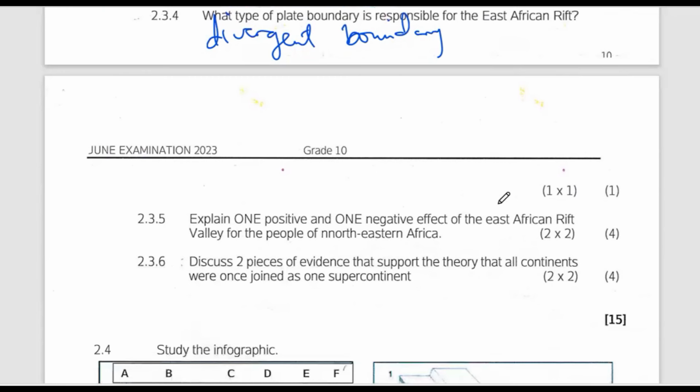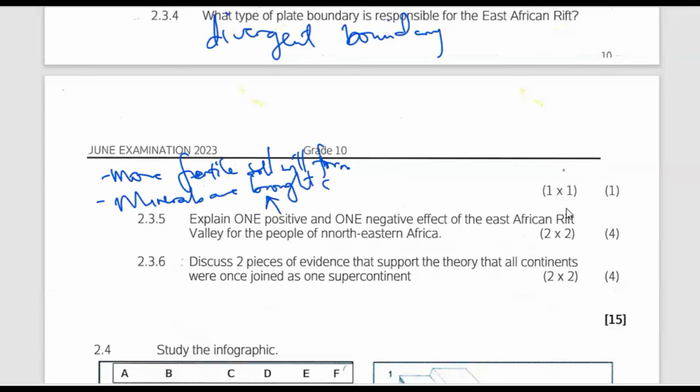Right. Explain one positive and one negative effect of the East African Rift Valley for the people of Northeastern Africa. How are people of Northeast Africa going to be affected positively and negatively because of the Rift Valley? Right, on the positive, you can highlight that because of the Rift Valley, more fertile soil will form, which is beneficial for agriculture. If you have fertile soils forming, it also means there will be favorable agricultural productivity. And also, minerals are brought closer to the surface. Because of the rifting, minerals which were hidden underground will become closer to the surface and it becomes easier to mine and extract them.